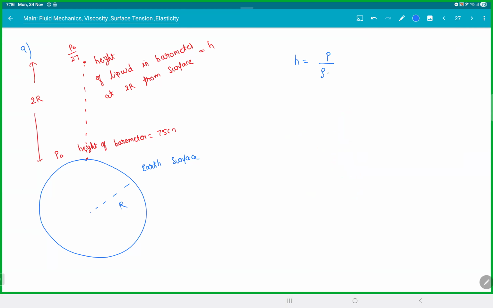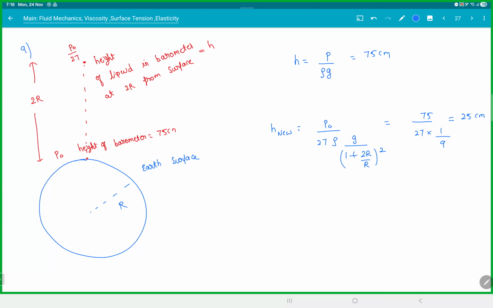So this is P0 by rho g. That's a straightforward concept. Initially this was 75 centimeters. So at the new height, pressure became P0 by 27, density remains the same, and the gravity became g into (1 plus h by R) whole square. h is 2R, so 2R by R whole square. That would be 75 by 27 into 1 plus 2, how much is this? 9. That's 25 centimeters.